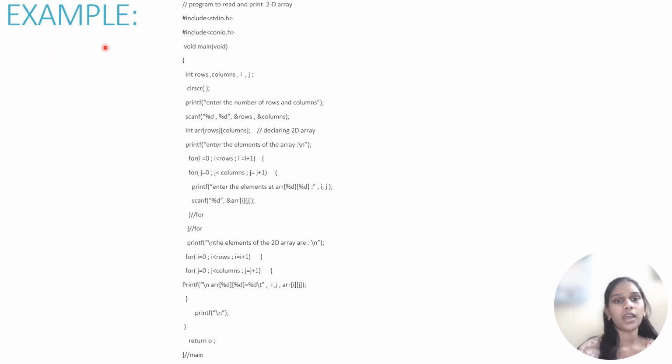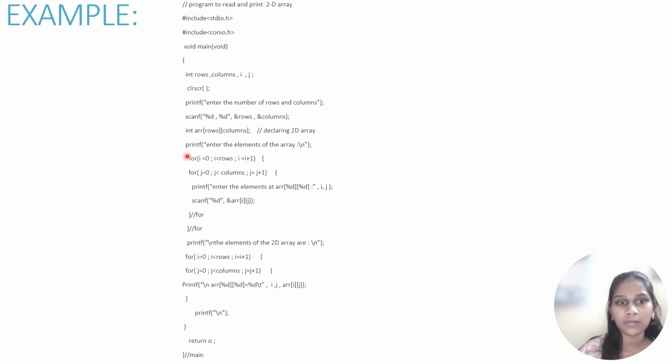Example for the 2D array is, this is the documentation section, this is the preprocessor, and the main section starts here. First we should initialize rows, columns, i and j. And the next statement will be printf, enter the number of rows and columns. In scanf, it will read the value for rows and columns. Next we should initialize int array[rows][columns]. Here it is known as declaring 2D array.